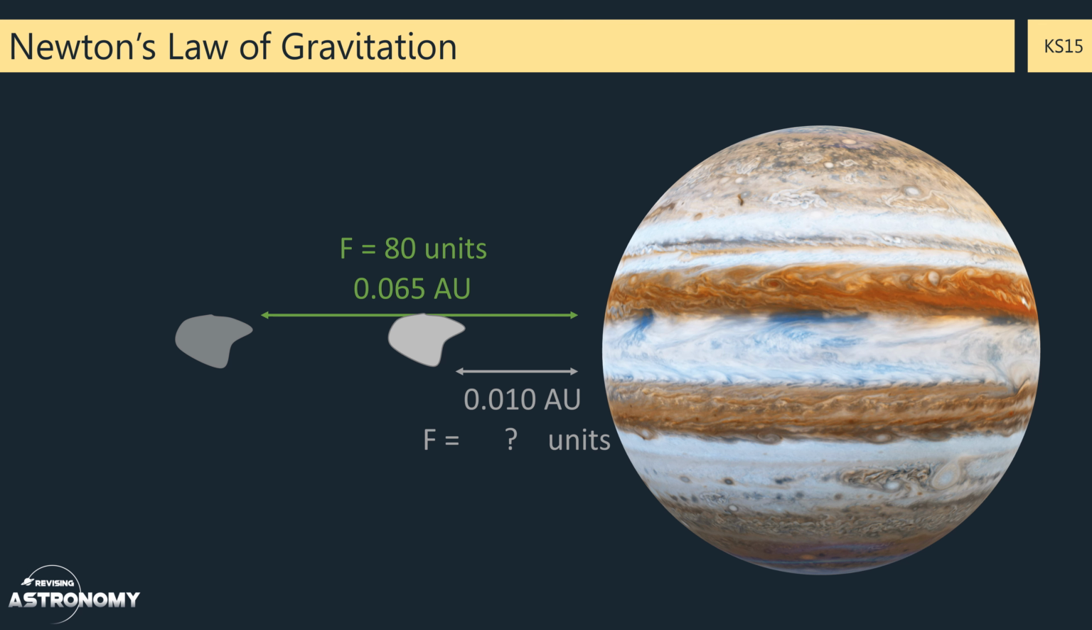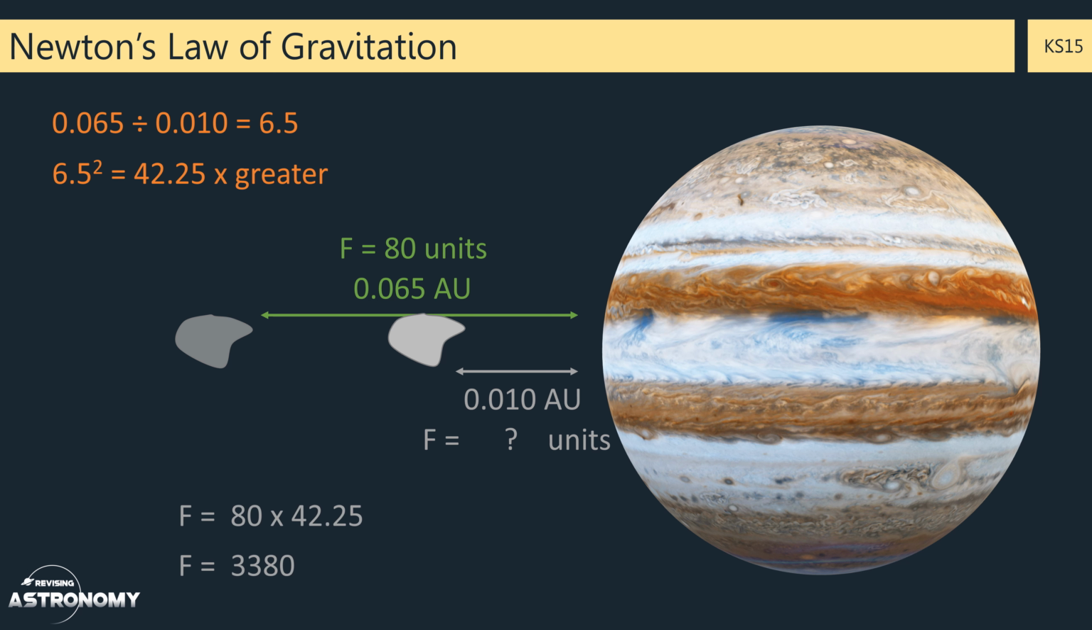Firstly, we need to find out how many times closer it is when it's nearer to Jupiter. And so we would divide 0.065 by 0.01, which gives us 6.5. This means that it's now 6.5 times closer, but remember, the force of gravity experienced isn't 6.5 times larger, it's 6.5 squared times larger, which is 42.25 times greater. So if the original force was originally 80 units, and it's now increased by 42.25 times, we can just multiply those two numbers together, which gives us a force of 3,380.